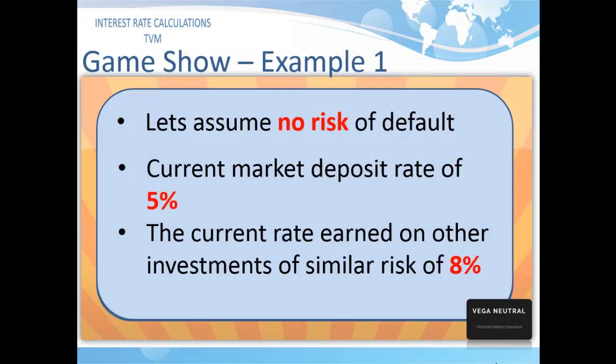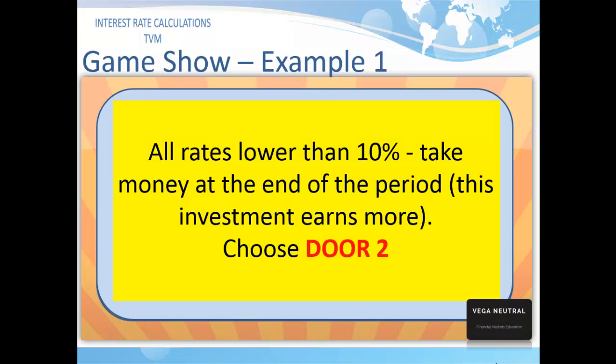And once we knew what the implied interest rate was, we can compare it to the two options available. So, example number 1 said, current market deposit rates were 5%. The current rate earned on the alternative investments were 8%. So in those cases, all those rates were lower than 10%. So for us, it makes more sense leaving the money with the game show host and only get our funds a year from now, as this investment earns more than anything else available. So in this case, we chose door number 2.